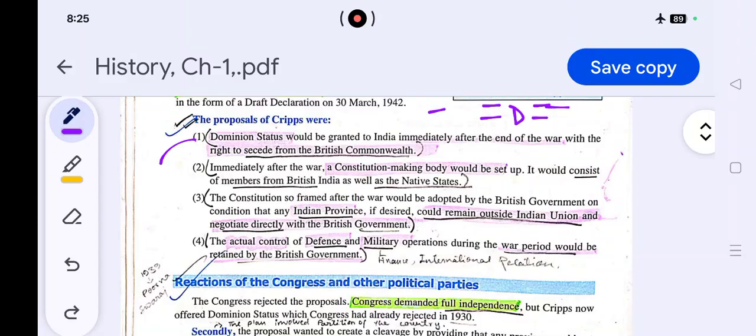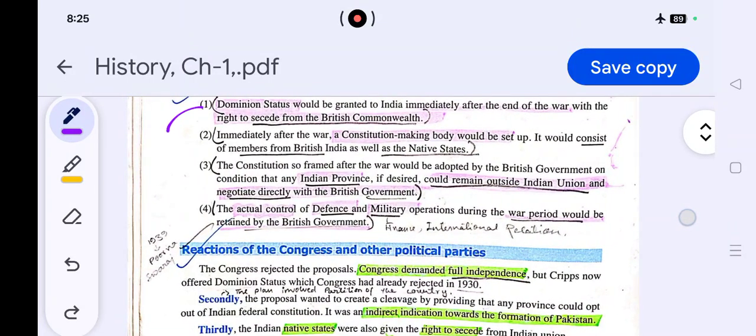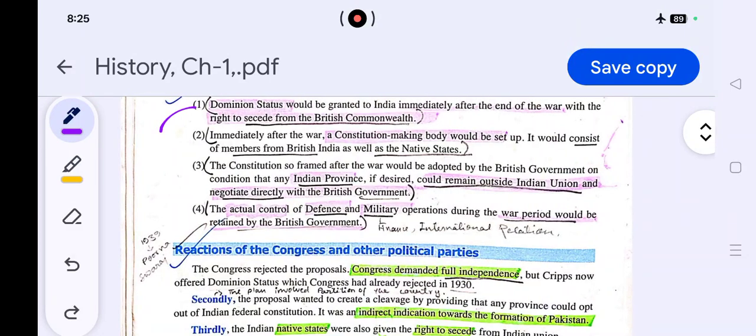So basically, before giving independence, it was another prominent effort by the British to break India. They were telling that the Indian provinces could choose to remain with India, go out of India, or directly negotiate with the British government. The actual control, here's the important point, the actual control of defense and military operations during the war period would be retained by the British government.